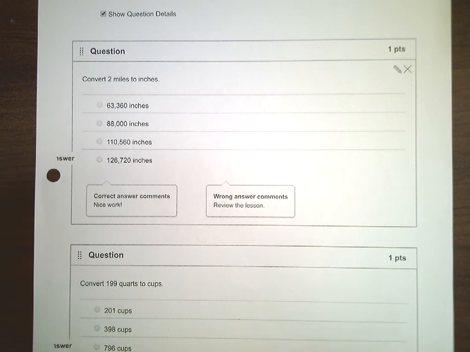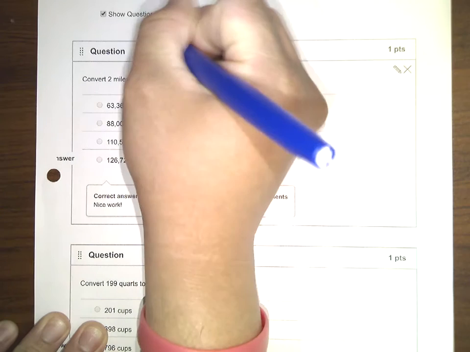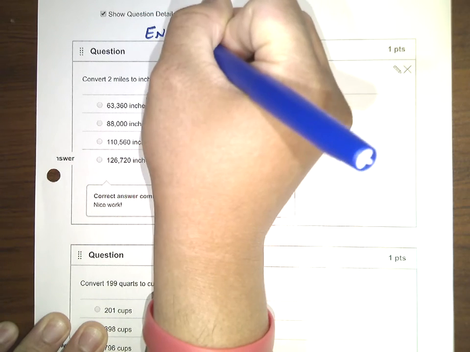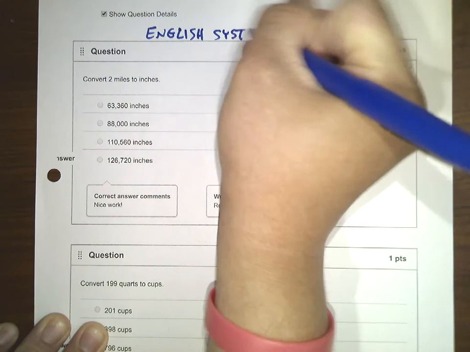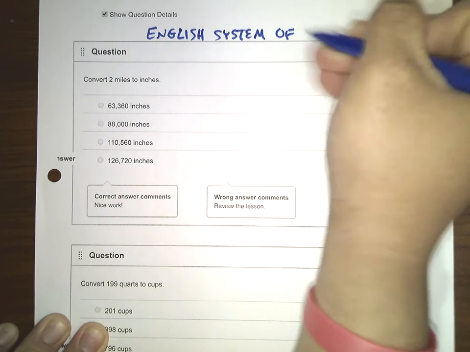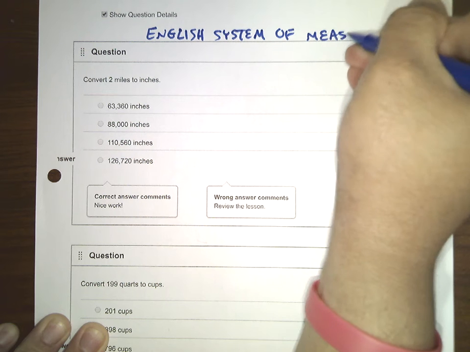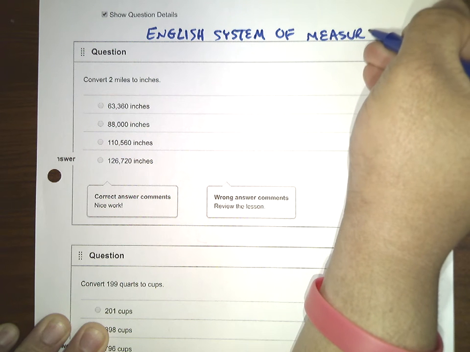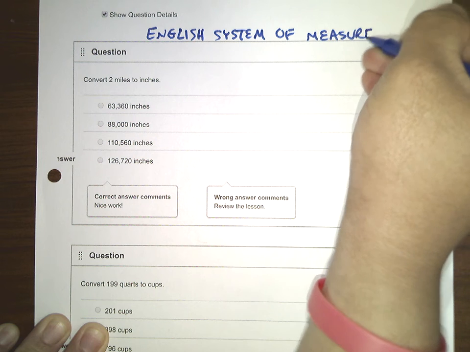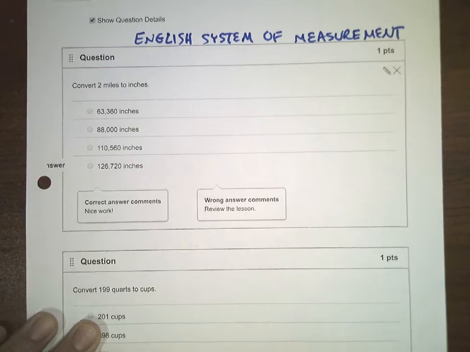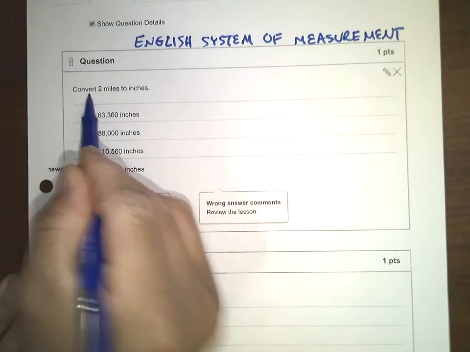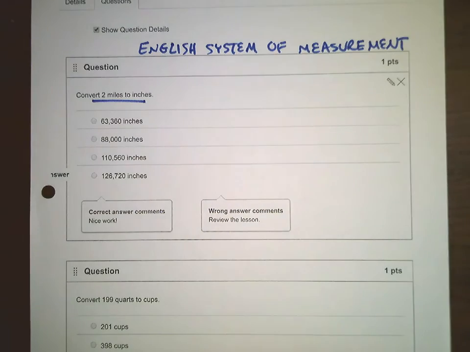Everyone, this is Professor Oaks, and in this video we are going to discuss the English system of measurement. All right, so now the first question that we have here is convert 2 miles to inches.